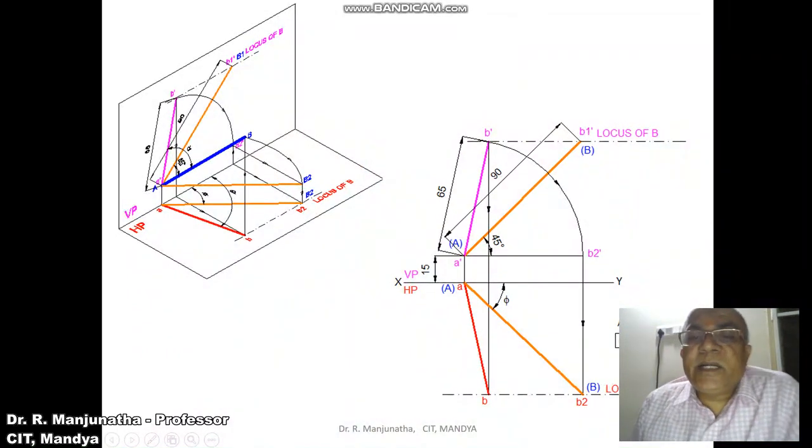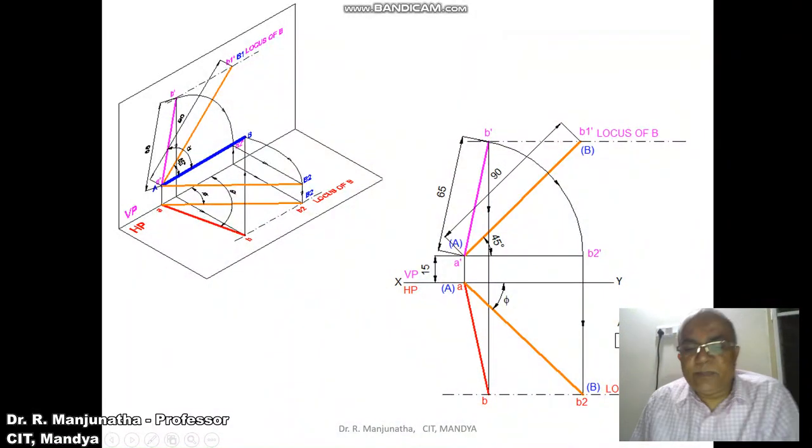With A dash as center, taking the radius of A dash B dash, you draw an arc such that both A dash and B2 dash are above XY line by 15 mm, and then draw a vertical projector from B2 dash to the locus of B in the top view. So you will get the point B2. So now you will get AB2. So this is the true length in the horizontal plane. This is how you will be able to analyze this step by step also.